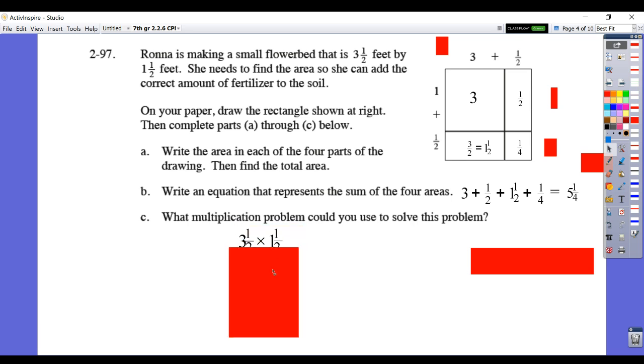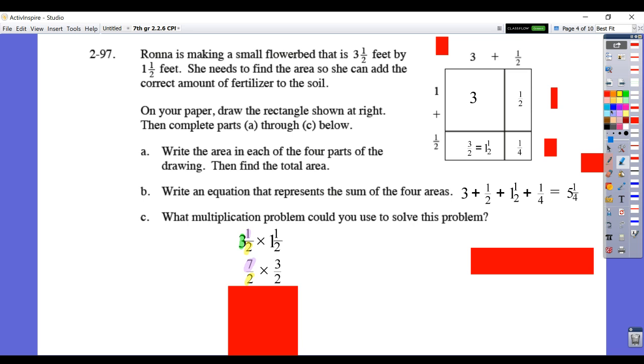The other way, however, you could do it, and we have talked about this before, but as a reminder, is you can change these to improper fractions and then multiply. So 3 1/2 times 1 1/2. Remember that the way to change from a mixed number to an improper fraction is to take the denominator 2 times the whole number 3, so that gives you 6, plus the numerator 1, that gives you 7, so that's where the 7 is coming from. 2 times 3 plus 1. And then that goes over the original denominator of 2, so 7/2.